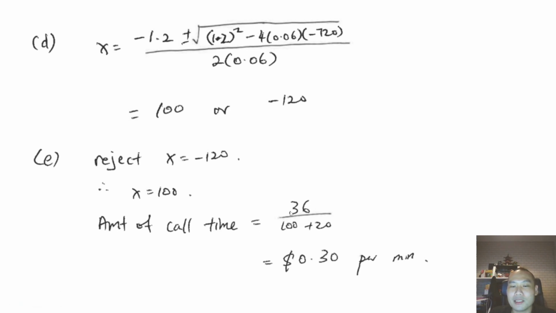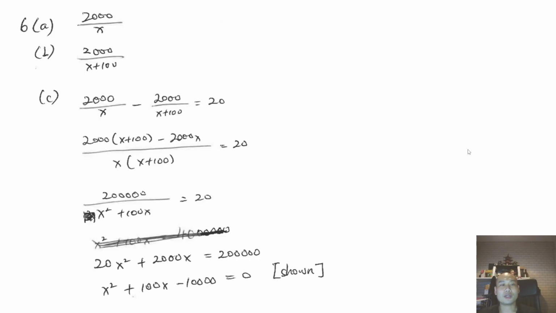Amount of call time, $36 divided by 100 plus 20. That gives us $0.3 per minute.